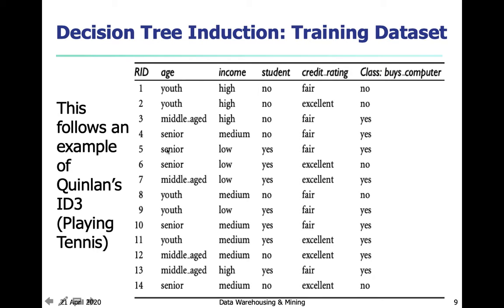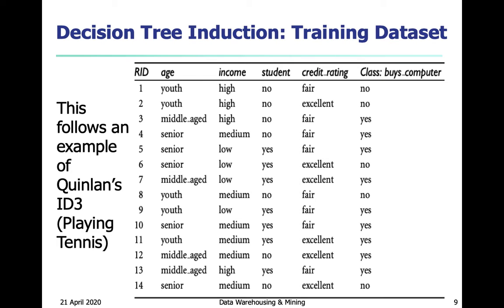Today we will discuss decision tree induction. It is the learning of decision trees from class-labeled training tuples. So today we will discuss in detail this algorithm, to find the best attribute.